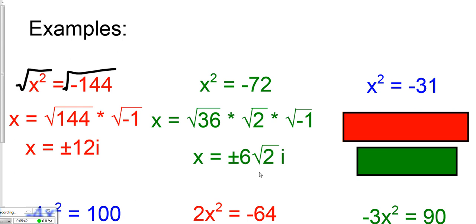So it looks something like this. Positive and negative 6 right here. Square root of 2 right here. i from right here. Notice this i is not underneath the square root. It's separate.